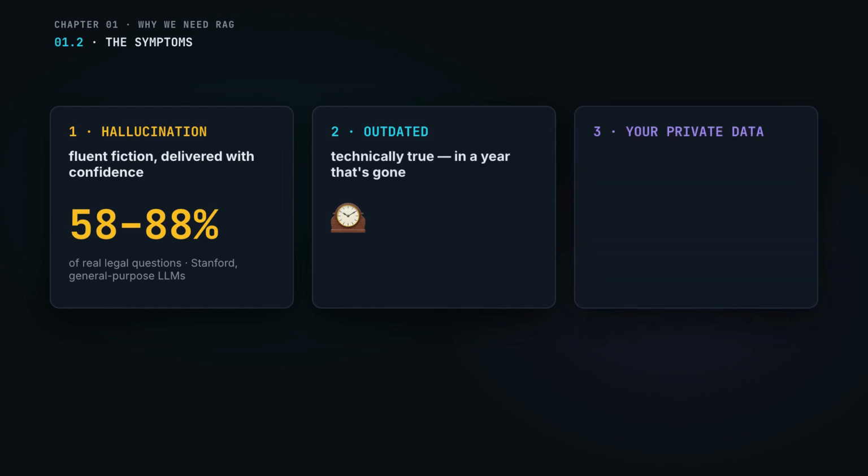3. And this is the one that kills enterprise projects. Your private data. Your warranty policies, your runbooks, your spec sheets. The model has never seen them. Ask it about your company and it can only improvise.